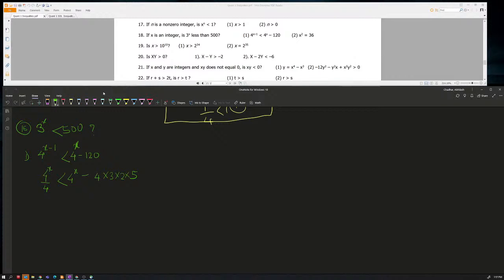Okay, so we can take 1 power of 4 from here if we want. 4 power 1 into this. But do we want that? We don't. So we just need to check that if 3 power x is less than 500. Okay, that is okay. Actually, we can use logs, but I don't think that's a good idea.